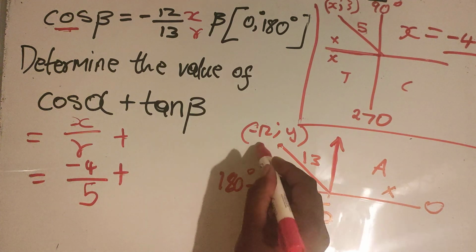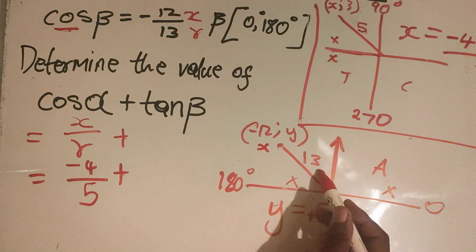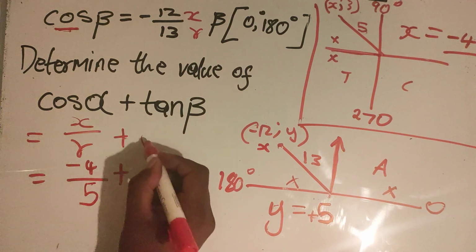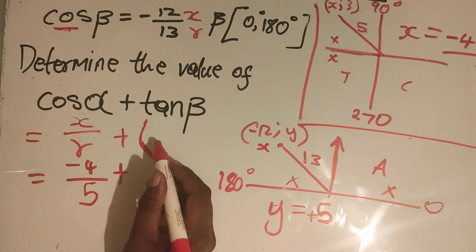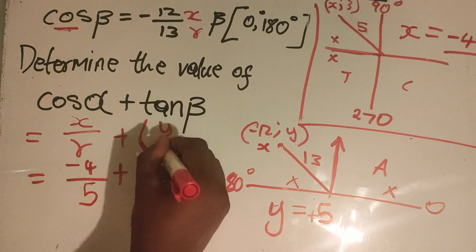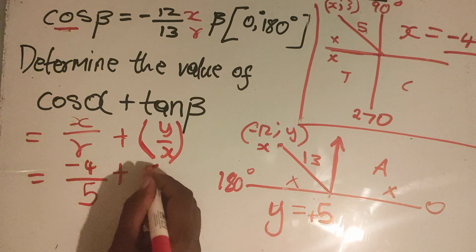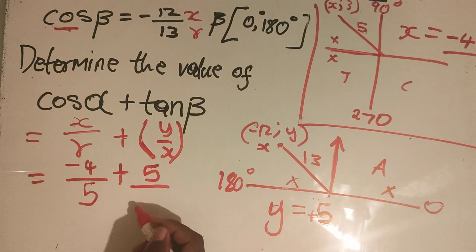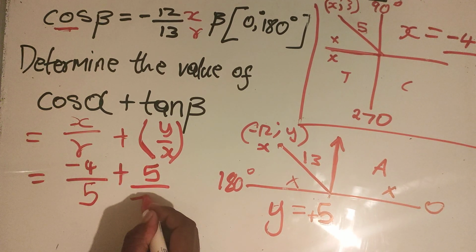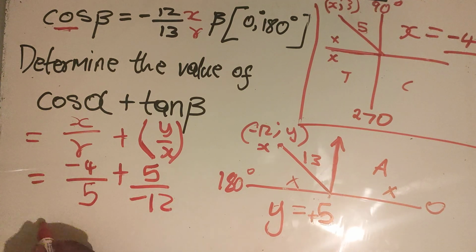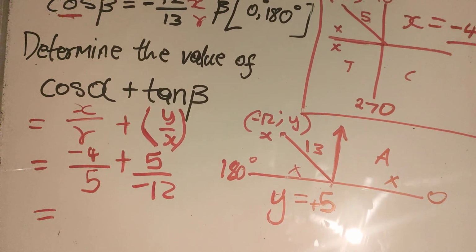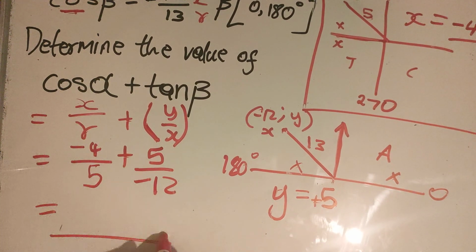Now it's easy. You know the value of x, the value of y, and the value of r. So we can substitute there. So this is y over x. What is the value of y? It's positive 5. What is the value of x? It is -12. So you can just use your calculator and find the solution of this, and then that will be your final answer. I didn't work it out on my calculator, but you can just do it.